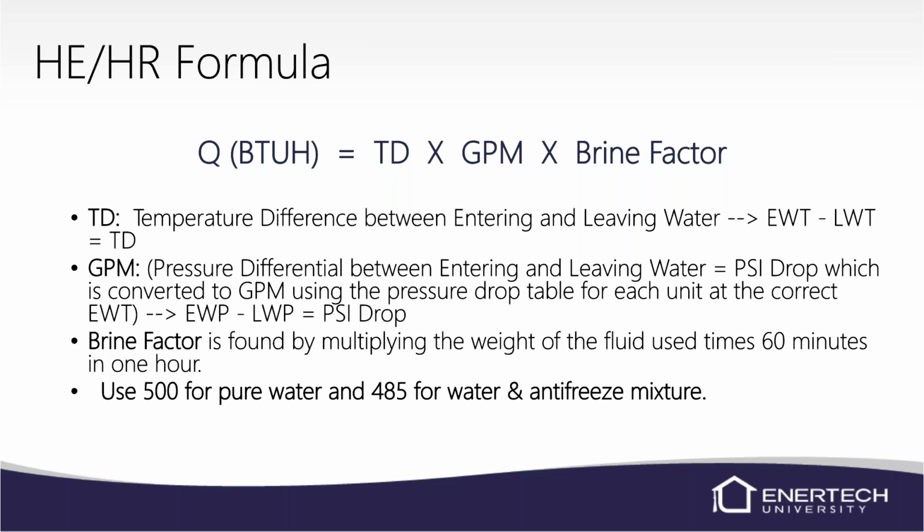Basically, the brine factor is found by multiplying the weight of the fluid used times 60 minutes in an hour, and you don't even need to know that. Just know that we use a constant of 500 for pure water and 485 for antifreeze.